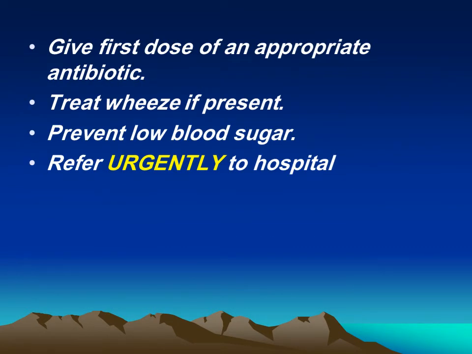So how can you manage this patient? Give the first dose of appropriate antibiotics. Treat wheeze if present. Prevent low sugar and refer urgently to the hospital. So this is the second class to be referred to the hospital: the first, very severe disease, and the second, severe pneumonia.